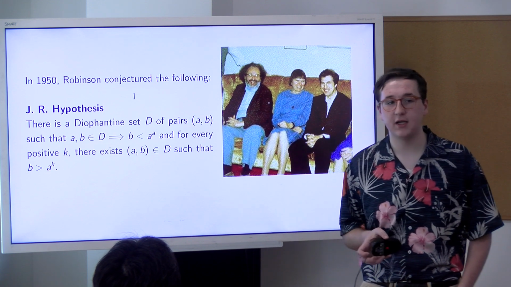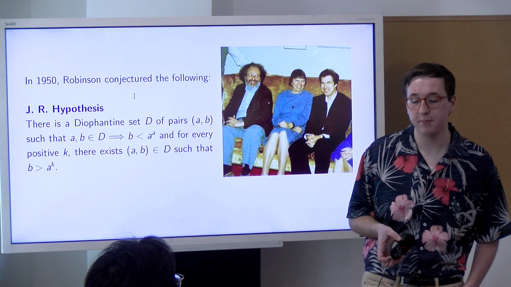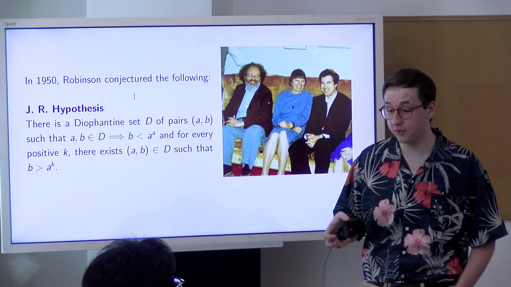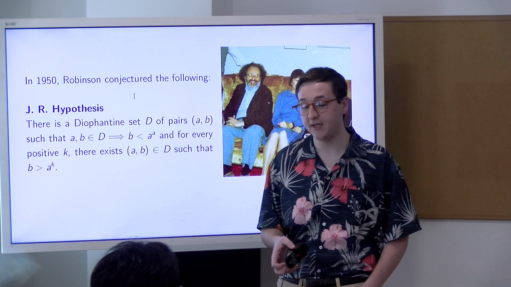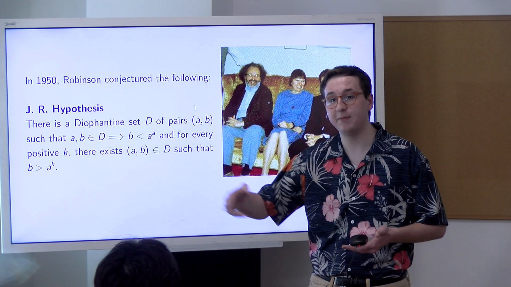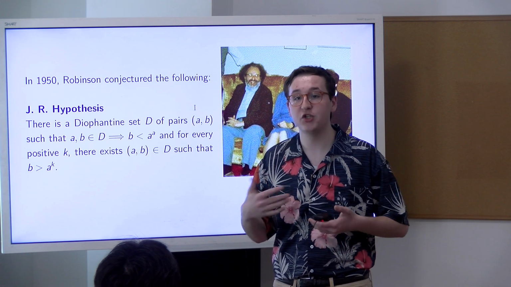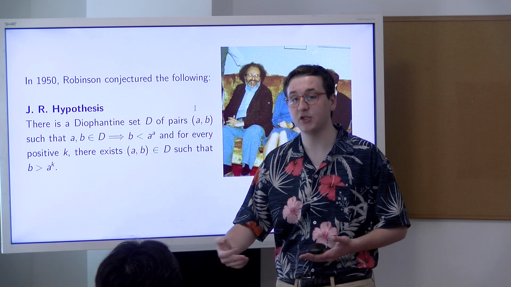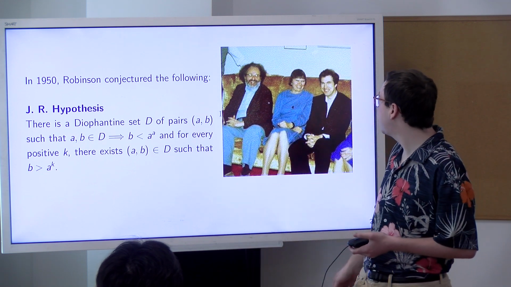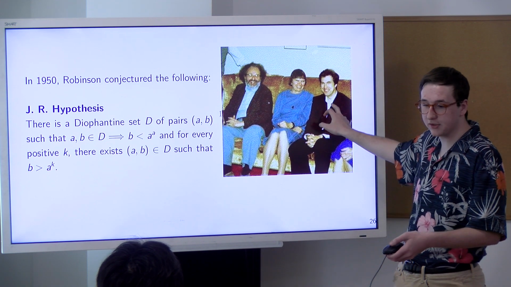In 1950, Julia Robinson conjectured what's called the JR hypothesis, which states that there's a Diophantine set D of pairs of integers A and B, which satisfy some property resembling that they exhibit exponential growth. She didn't prove this, she conjectured this. She was studying Diophantine sets, and this is something she believed to be true. Here we have a picture of Martin Davis and Julia Robinson next to someone else important who's to come.